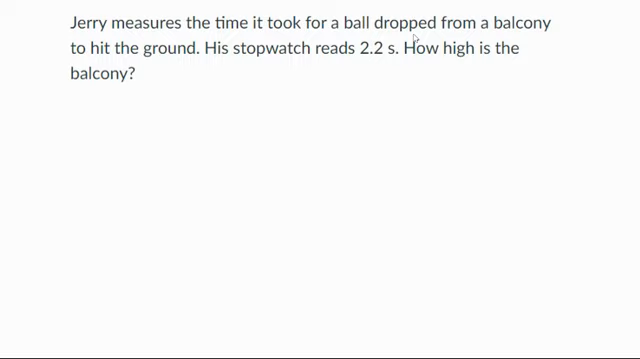All right, so for this one, it says Jerry measures the time it took for a ball to be dropped from a balcony to hit the ground. His stopwatch reads 2.2 seconds. How high is the balcony? So there's a building.